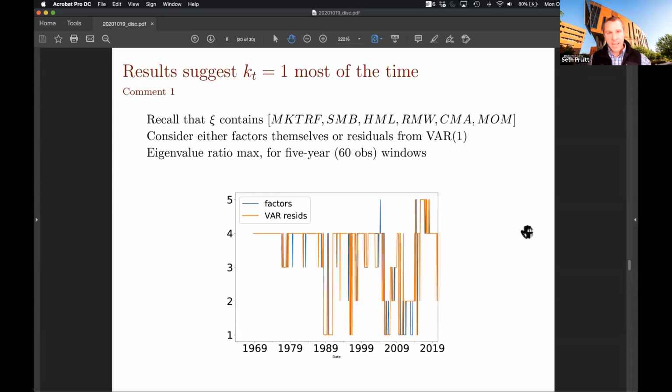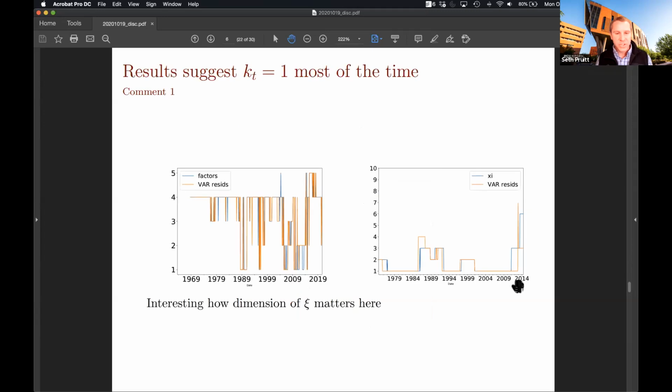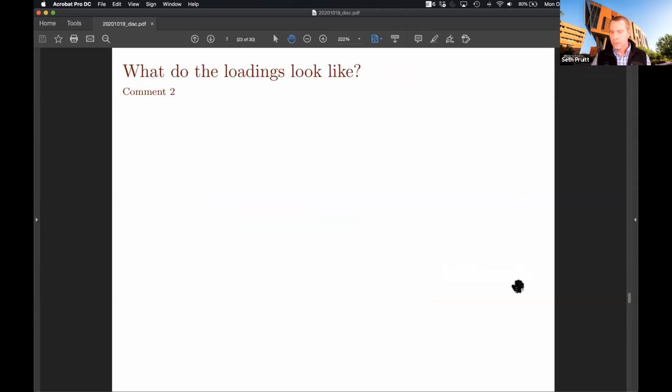Now, if instead I add to it all the managed portfolios that Brian and Yanan and I had, then at this point I see that the dominant eigenvalue tends to be that 1. So I see evidence of that. It's just interesting here how the dimension, how many portfolios in C, matters for the result. So that's one thing that I just noted.